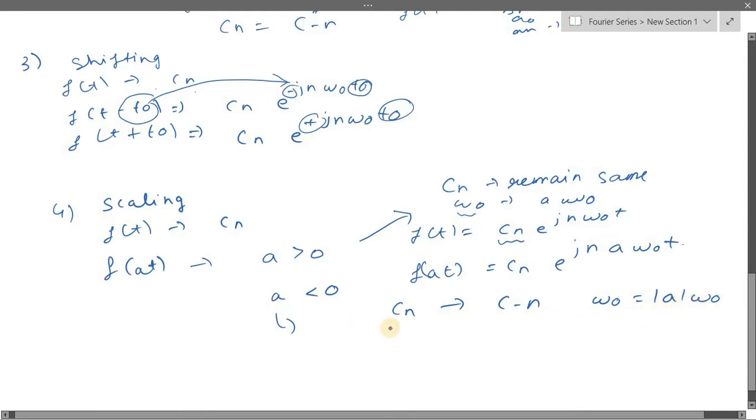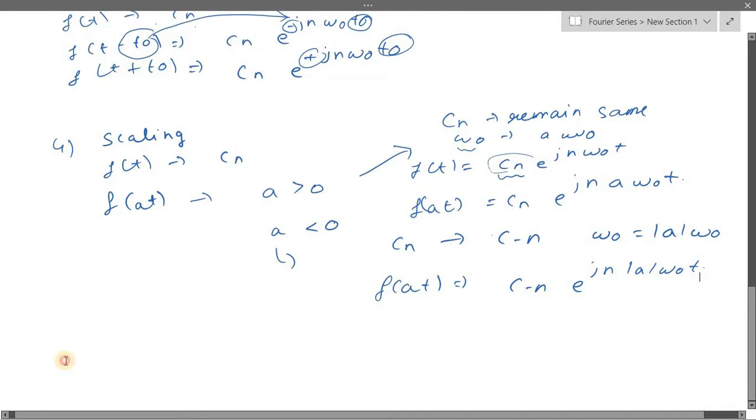Now let's see what will happen with f of t. Since you have f of t as c of n e raised to j n omega naught t, and since c of n changed to c of minus n, you will have c of minus n in place of c of n, and you will have mod of a omega naught in place of omega naught. So your f of at will this time be c of minus n e raised to j n mod of a omega naught t. Okay, so this was the scaling property.